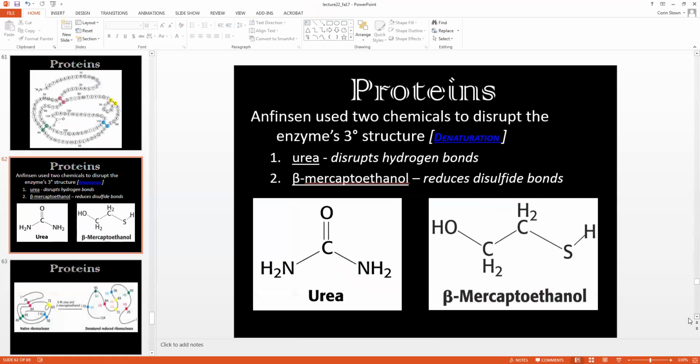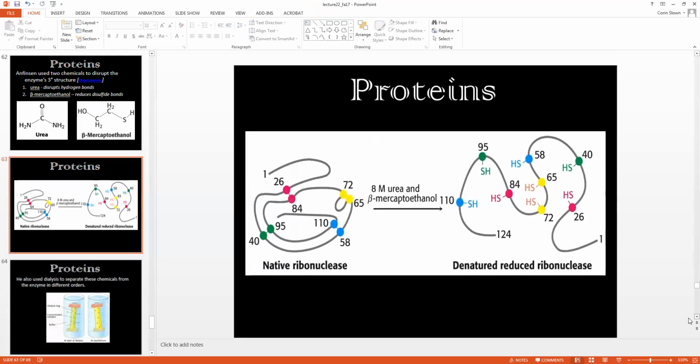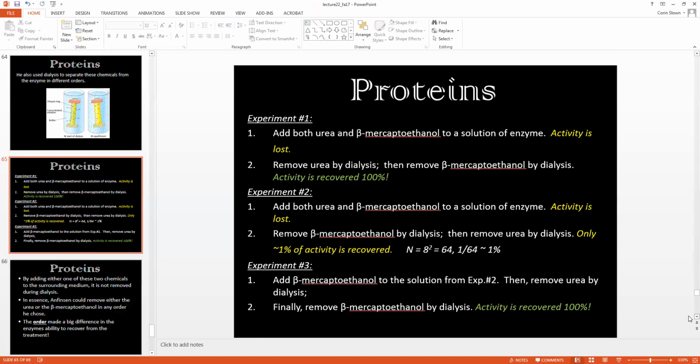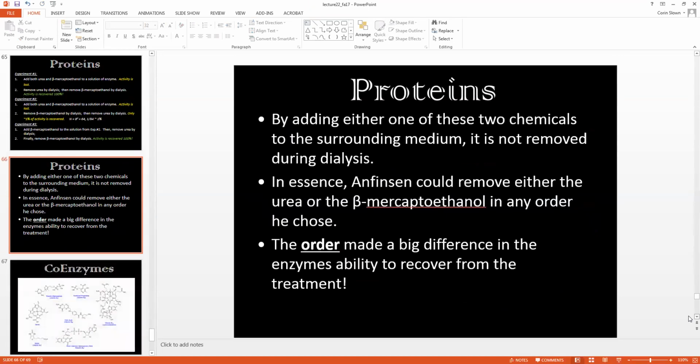Here are the 2 chemicals that Anfinsen used for his experiment to disrupt the enzyme's 3D structure, urea and beta-mercaptoethanol. This is what native ribonuclease looks like, and this is what denatured, reduced ribonuclease looks like. Anfinsen then used dialysis to separate the chemicals from the enzyme in different orders. Here you see 3 of his experiments. Here's what Anfinsen discovered. By adding either one of these 2 chemicals to the surrounding medium, it is not removed during dialysis. So in essence, Anfinsen could remove either the urea or the beta-mercaptoethanol in any order that he chose. The order then made a big difference in the enzyme's ability to recover from the treatment.